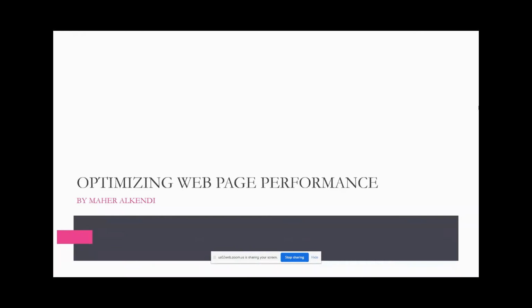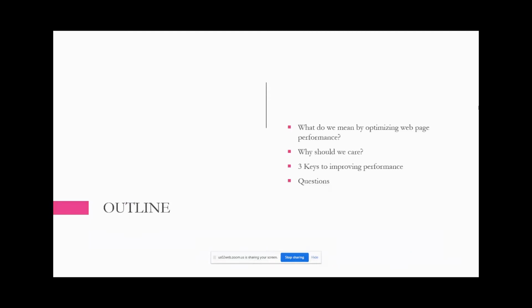The purpose of this talk is just to get us thinking about it. We're not going to dive deep into how to optimize because it's a very large topic. However, it's just to get us thinking about it. So here is the outline of what we'll be discussing. What do we mean when we're saying optimizing web page performance? Then we'll talk about why we should care about that. Thirdly, we're going to talk about three key areas we should think about when we're trying to improve the performance of our web application. And finally, we'll open it up for questions.